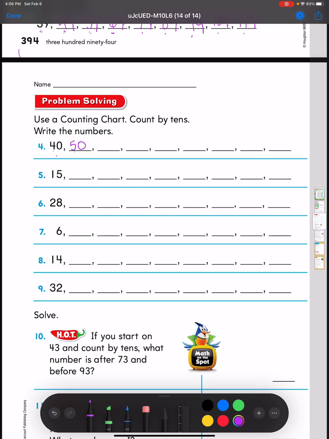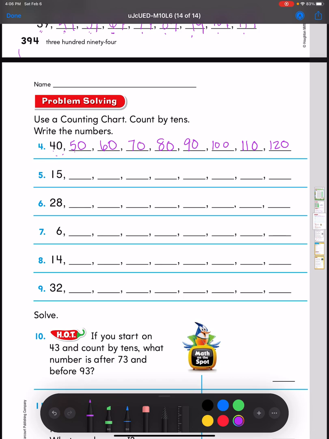So 4, 5. Now I have 6 tens, 0 ones. 7 tens, 0 ones. 8 tens, 0 ones. 9 tens, 0 ones. And I would say 10 tens, 0 ones. I know 10 tens is 100. And so on. All the way to 120.